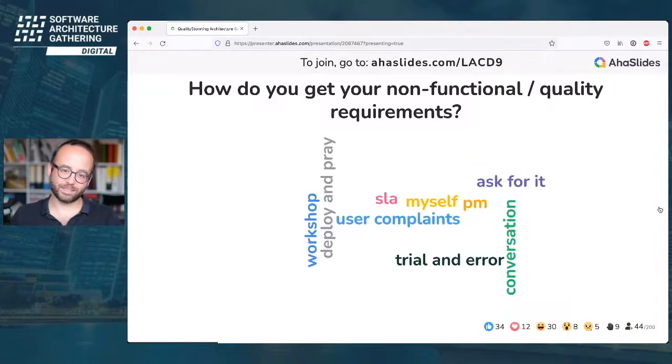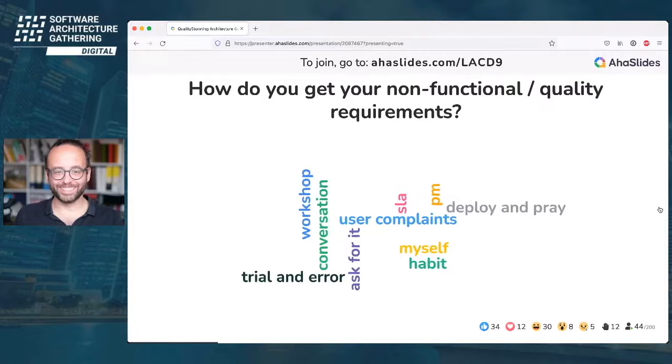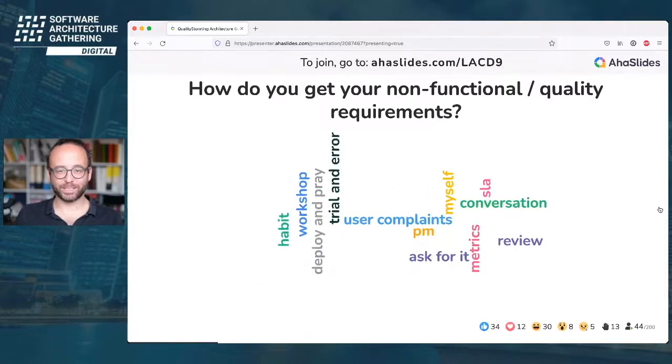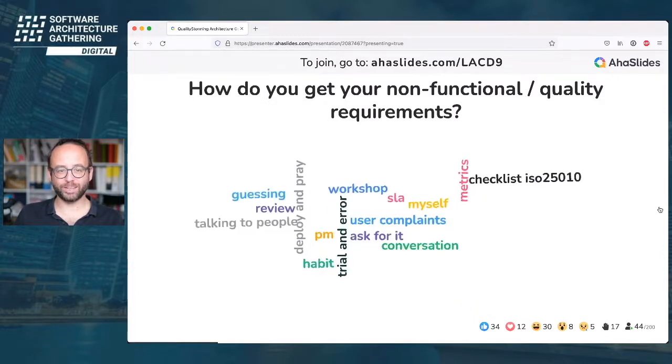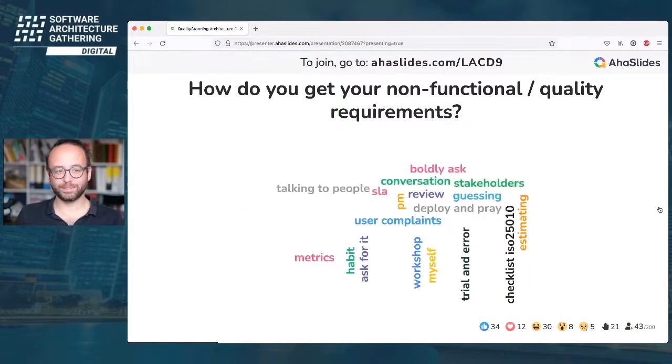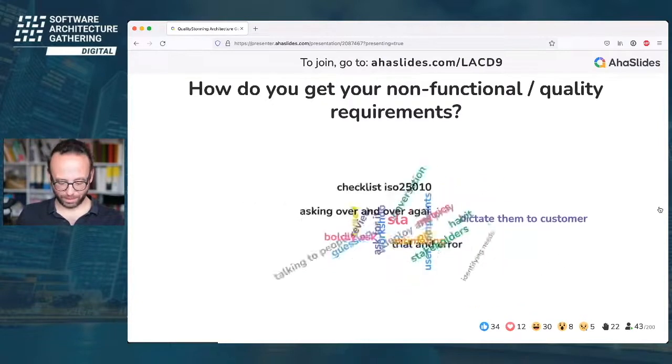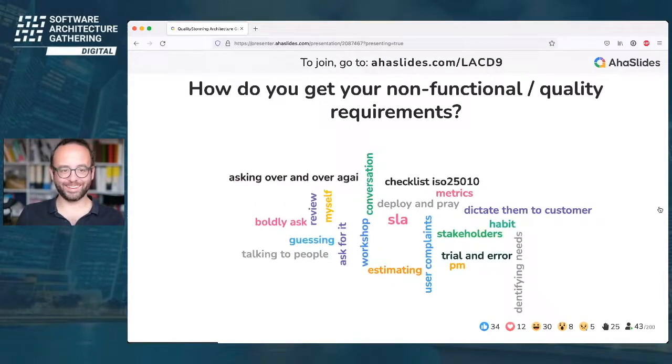As for SLAs, yeah, trial and error, deploy and pray, that's a good one. Habit yourself. Yeah. Checklist ISO 25010. Yeah, I'll get back to that one probably on some of the following slides.